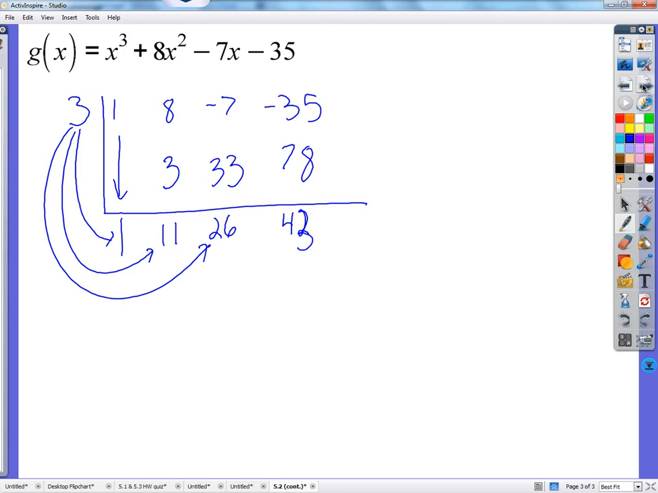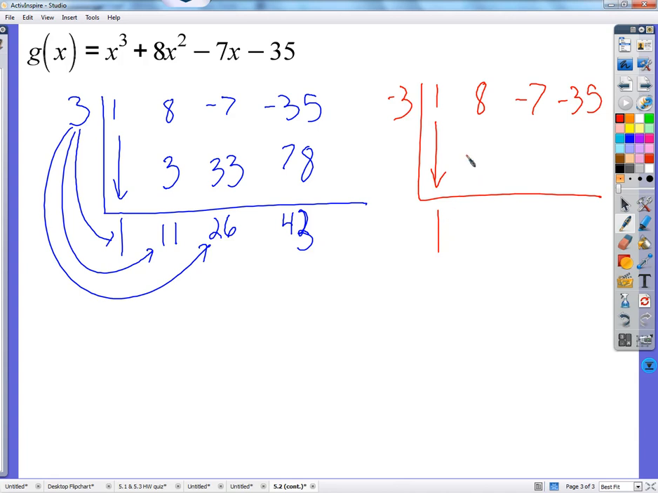So instead of having to take this down to a cube, which is a long string of calculations, we just do that. And the hardest thing we had to do was 3 times 26. Let's do it again for negative 3. So I'll just set it up again: 1, 8, negative 7, negative 35. Put negative 3 in there. It's all set up exactly the same way it was before.